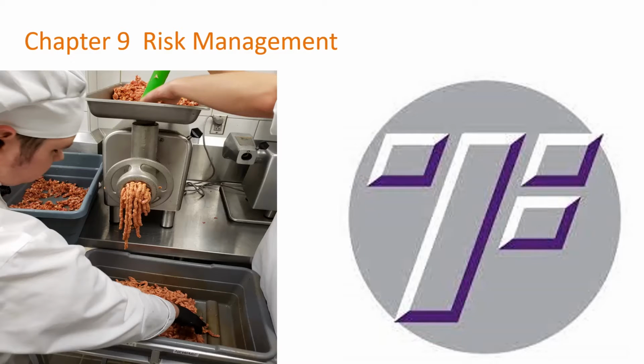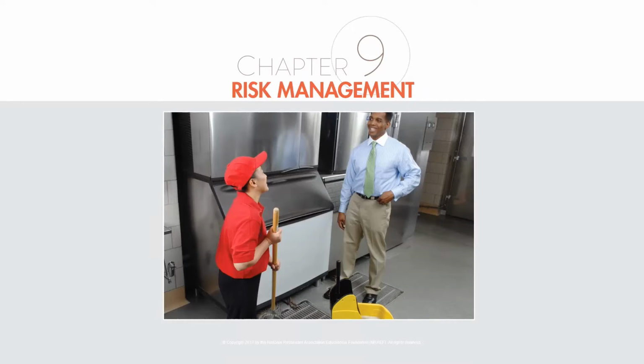Let's discuss Chapter 9, Risk Management. To avoid liability in a food service facility, a manager must prove that they took every precaution to reduce, prevent, or eliminate a risk. Liability is the major cost in lawsuits. Punitive damages are the higher monetarily.